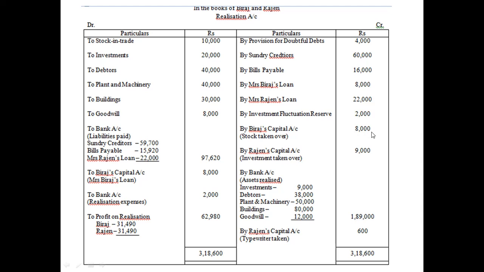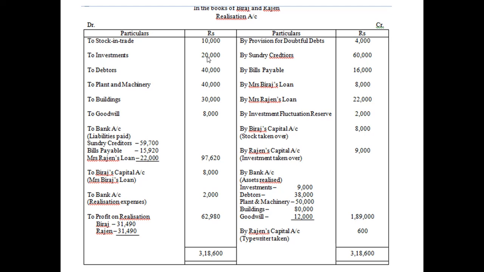Now we can move on to point number 2. Rajan took over half of the investment at a 10% discount. The investment is how much? 10,000. So its half will be how much? 5,000, right? He is taking the investment at a 10% discount. So 10% of 5,000 will be how much? 500. So 5,000 minus 500 will be 4,500. And remember that the other 50% is still there.